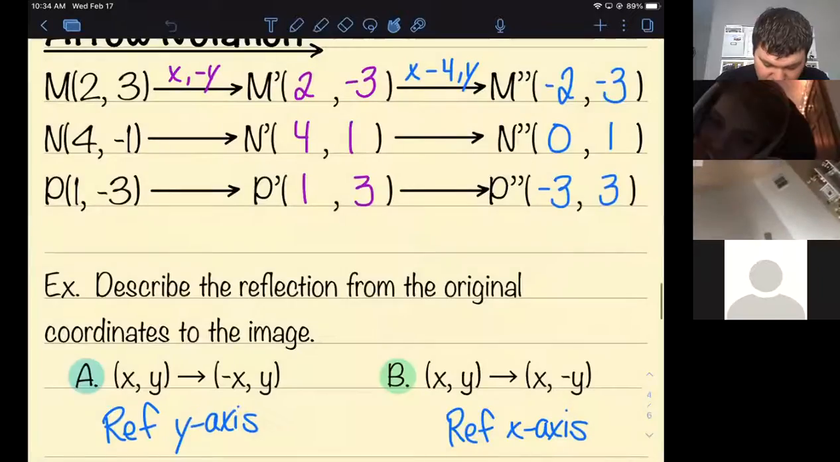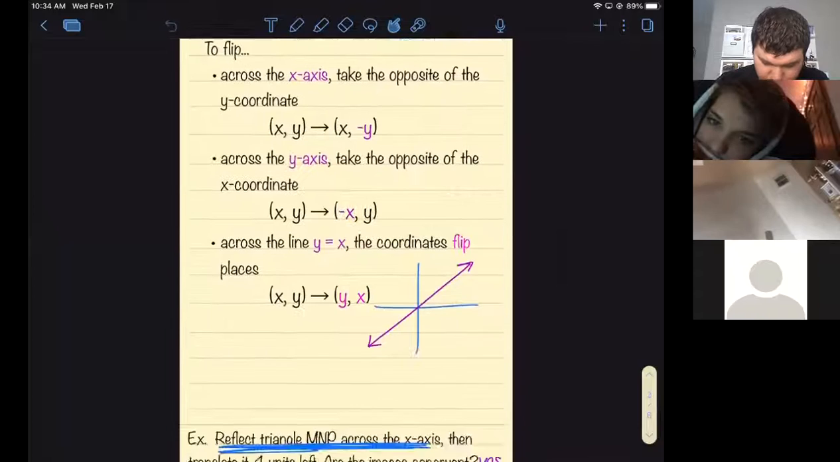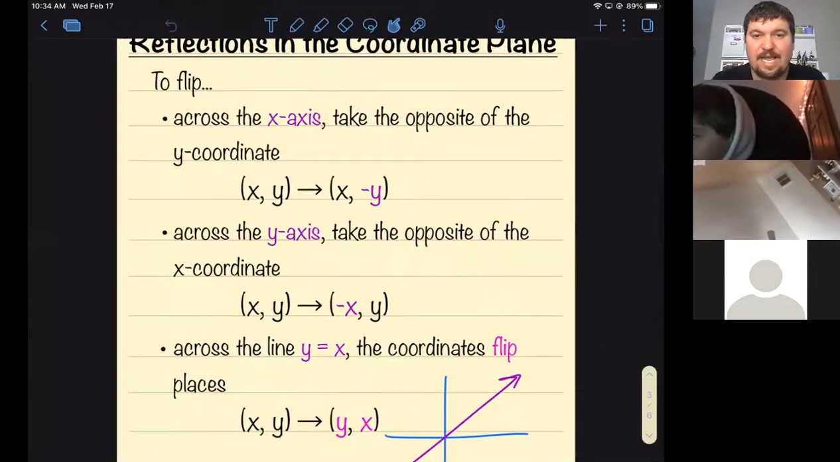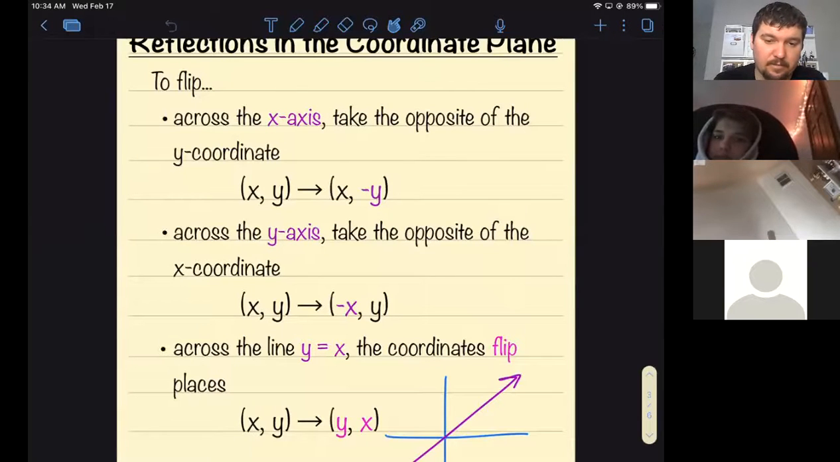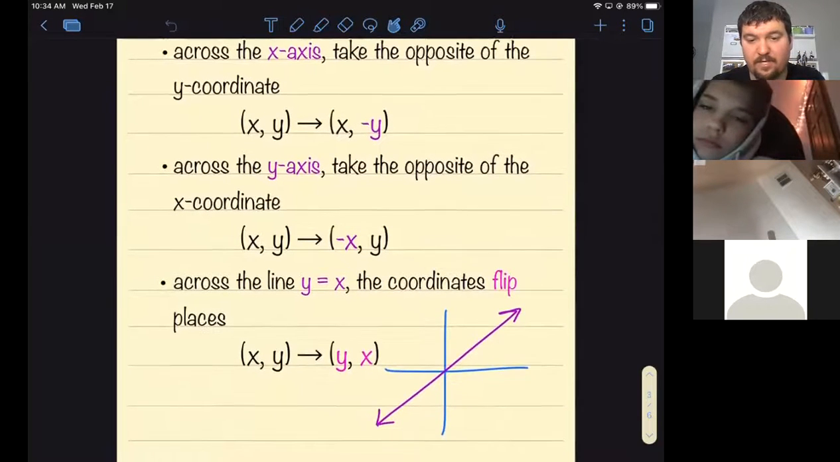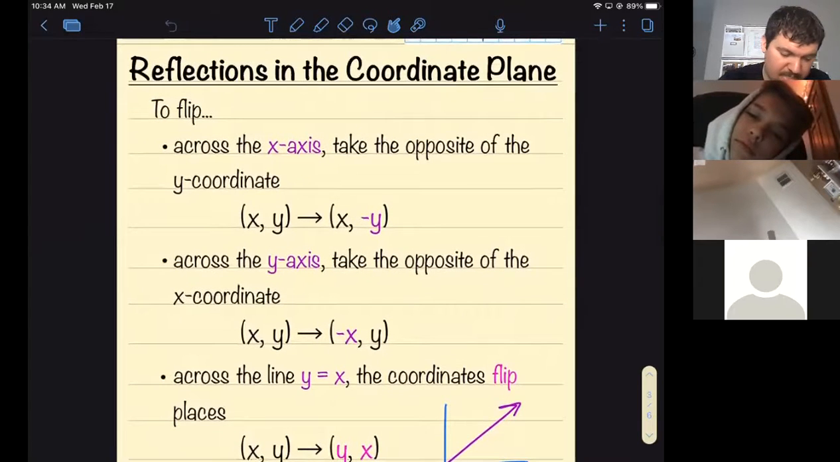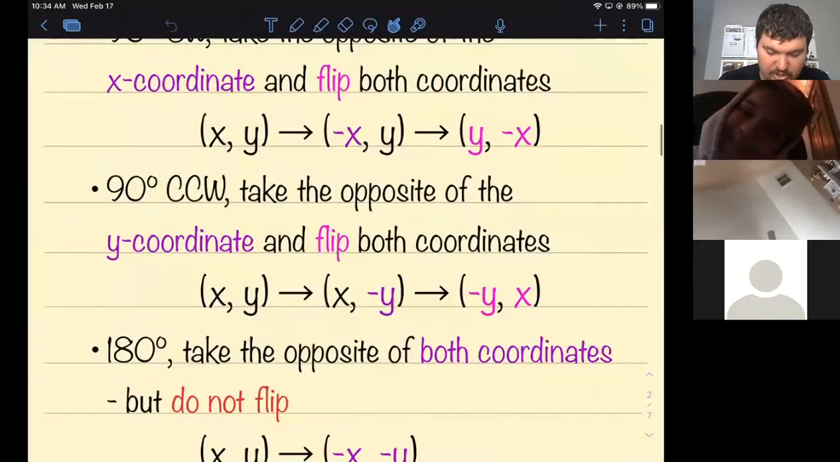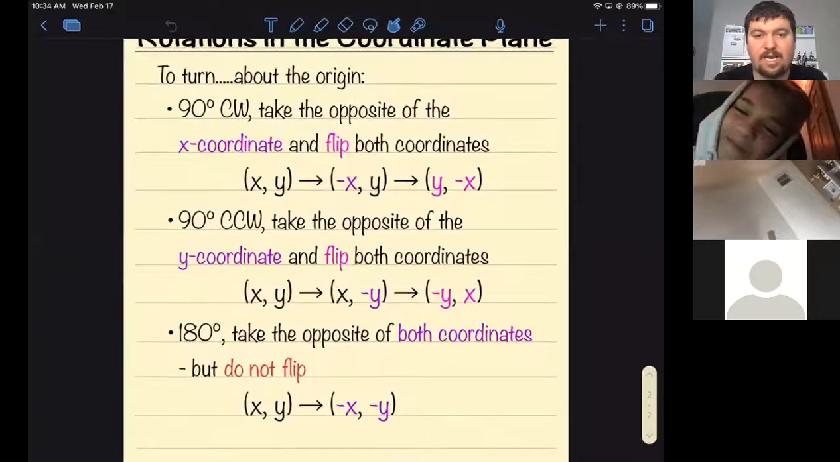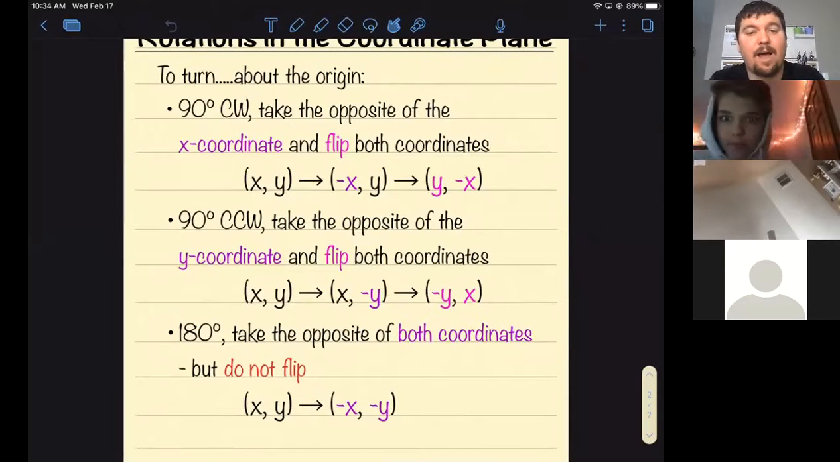Know your reflections cheat sheet. X-axis reflection, take the opposite of the Y. Y-axis reflection, take the opposite of the X. Y equals X reflection, flip-flop them. And then know your rotations cheat sheet. 90 degrees clockwise, opposite the X, flip them. 90 degrees counterclockwise, opposite the Y, and then flip them. And then 180 degrees, opposite of both, do not flip.